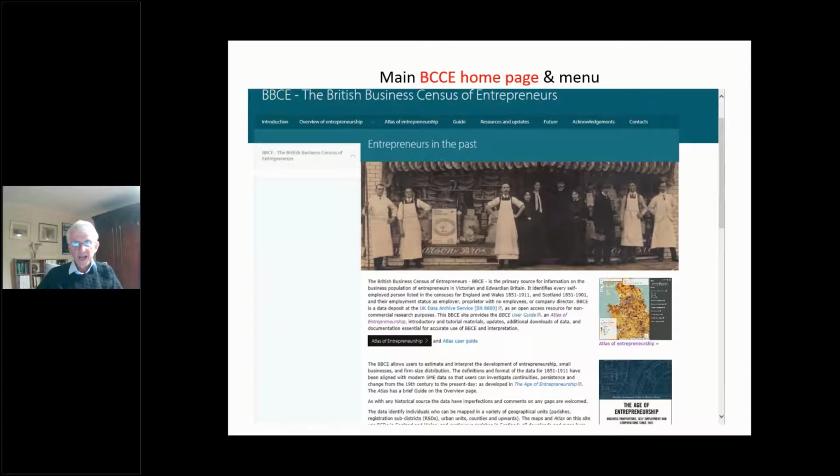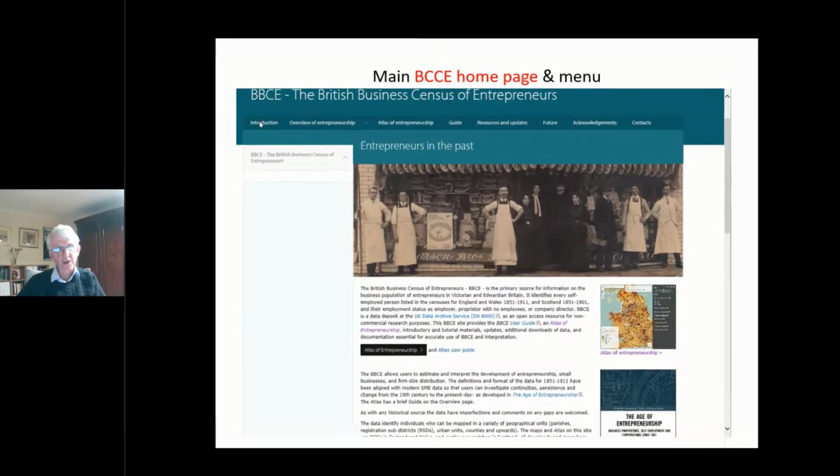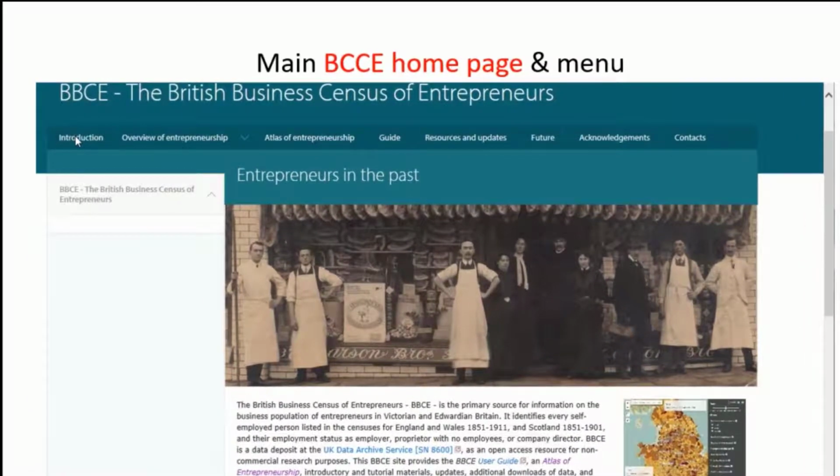Now, the Atlas is one part of the BBC portal, and I'll very quickly just summarize this. This is the BBC homepage. The Atlas is one thing, you can click straight into it. There's an introduction to it. This is the home page here. There's an overview with lots of definitions and background information. There's a guide to the data in BBCE and to the Atlas. And then there's a lot of resources I'll come to in a moment, our future plans, various acknowledgements, and so on.